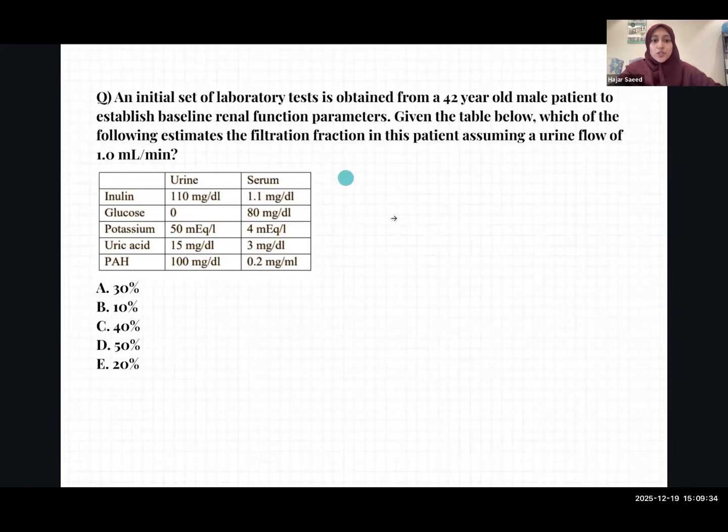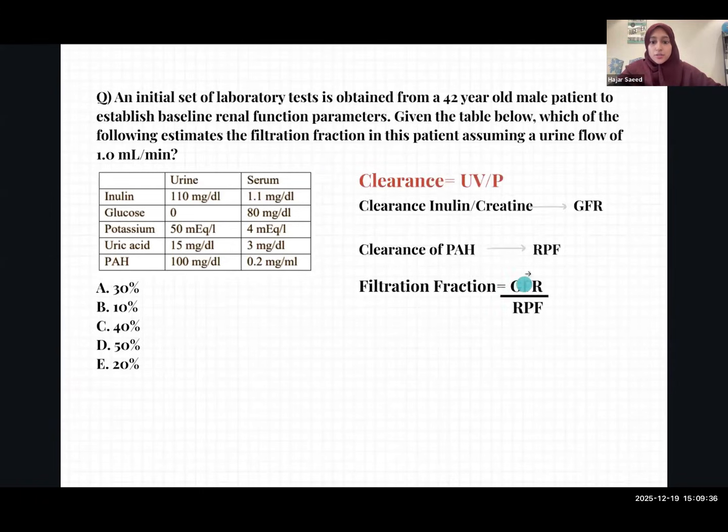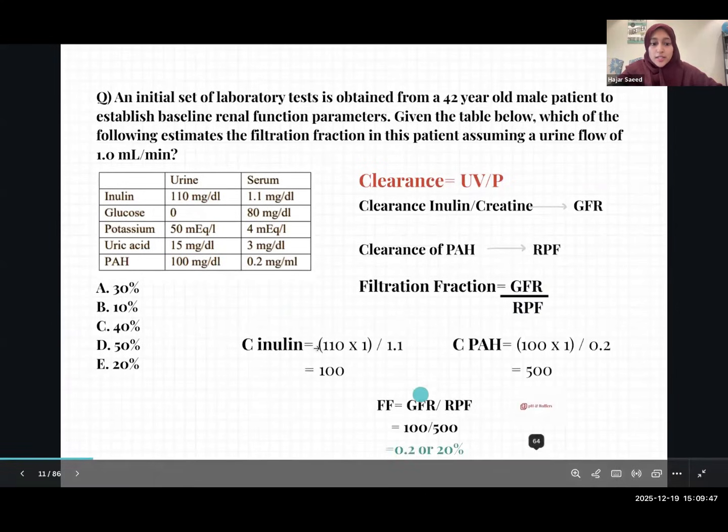Okay, so filtration fraction is measured using glomerular filtration rate over renal plasma flow. We said that we can use inulin to measure glomerular filtration rate, and we can use PAH to measure renal plasma flow. So first we're going to calculate the clearance of inulin. It's going to be 100. Clearance of PAH is 500. And the ratio 100 over 500 is filtration fraction. So it's 20%. E is the correct answer.